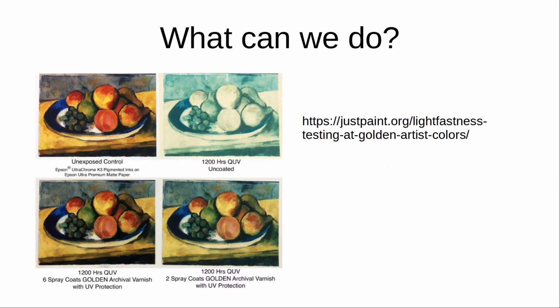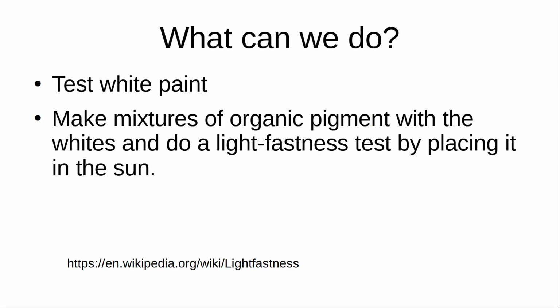So what can we do? Well, Golden has got a varnish called archival varnish, and you can see it has quite a marvelous effect. If you have your control without any of this archival varnish with UV protection in it, you can see it degrades, and after just 2 sprays it's much better, and after 6 sprays of this UV protected varnish you can see almost no degradation. So I would recommend that we varnish our paintings with varnish that has UV protection in it, because it really makes a difference.